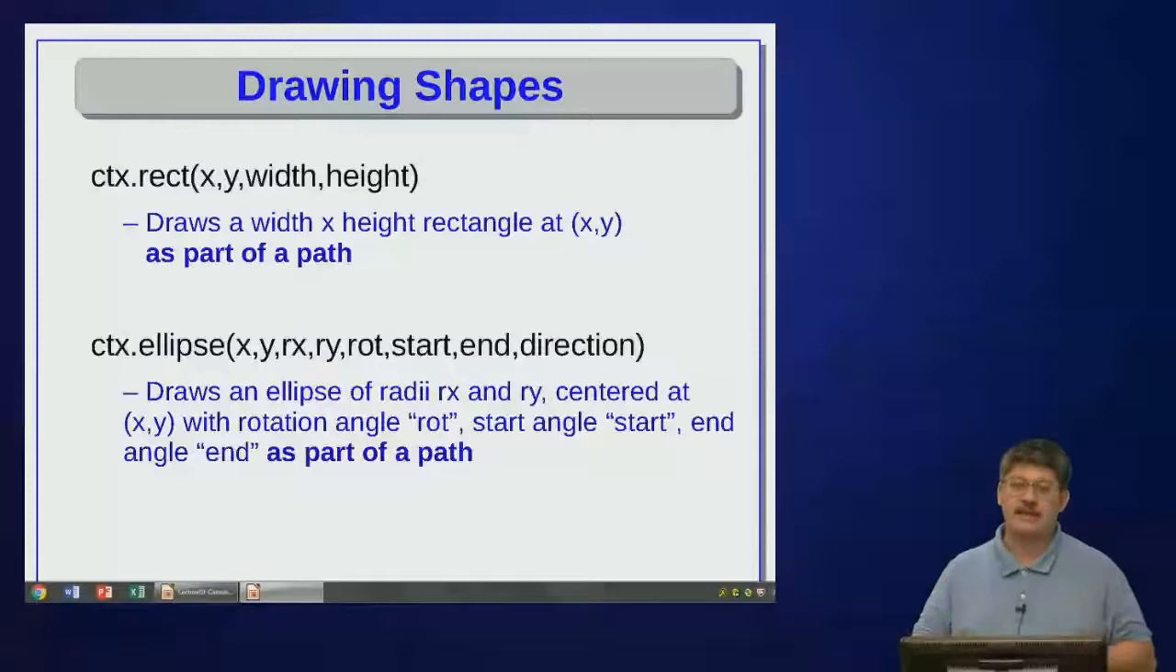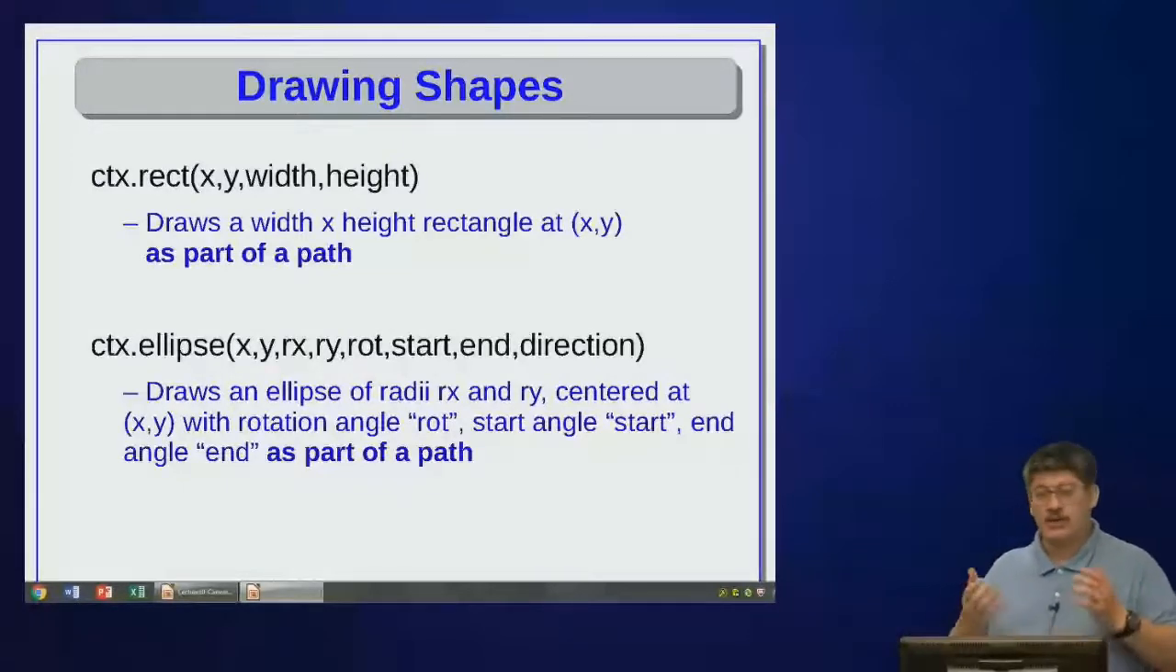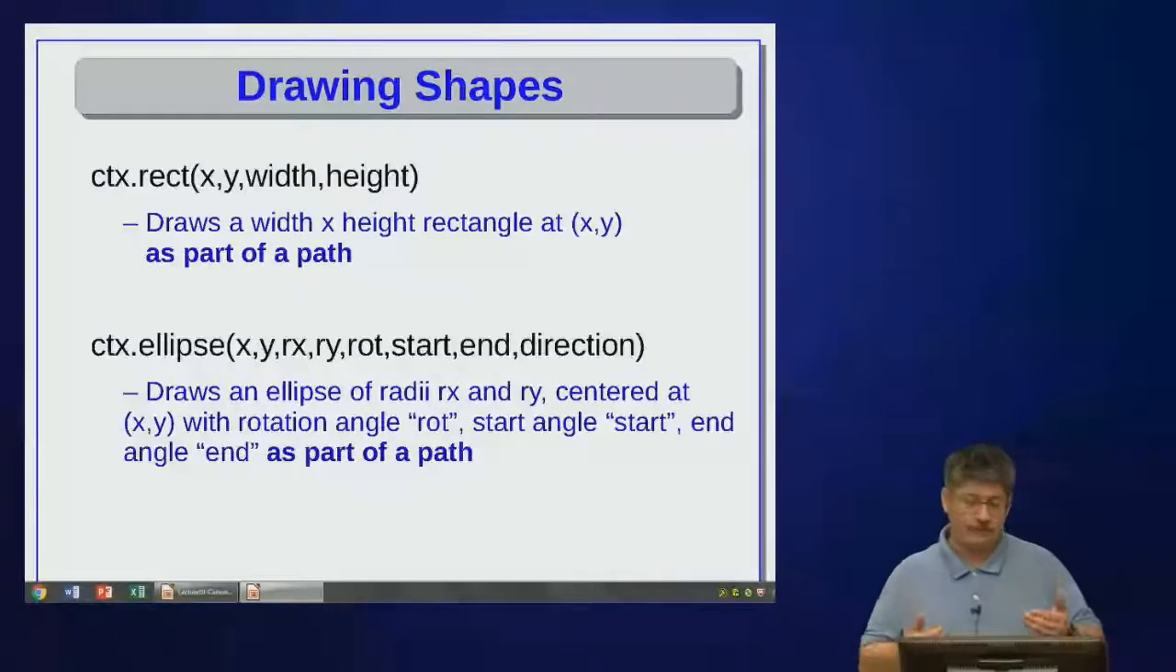So to draw a rectangle, I can use the rect function. It takes the x and y coordinate of the top left corner. It takes a width and a height, and it creates a path containing a rectangle, which again doesn't show up until I stroke or fill.